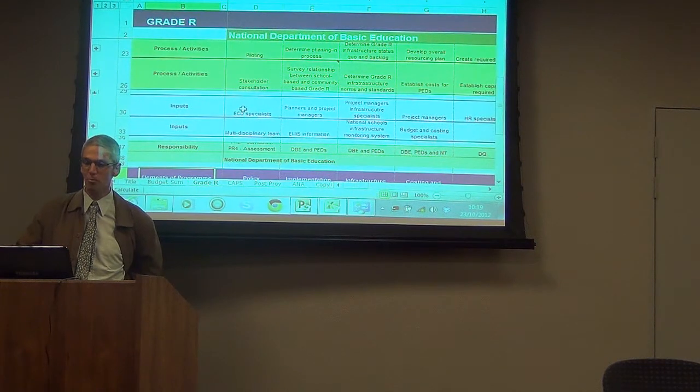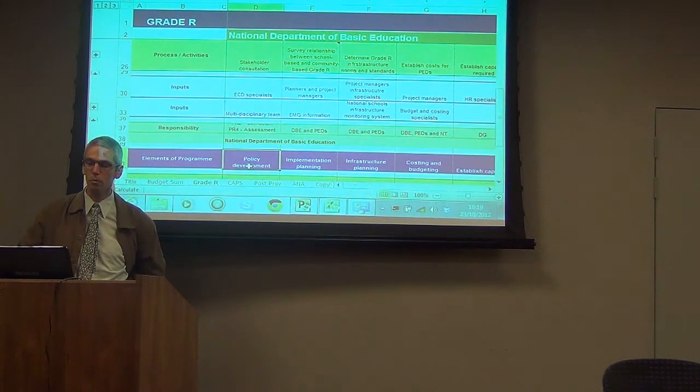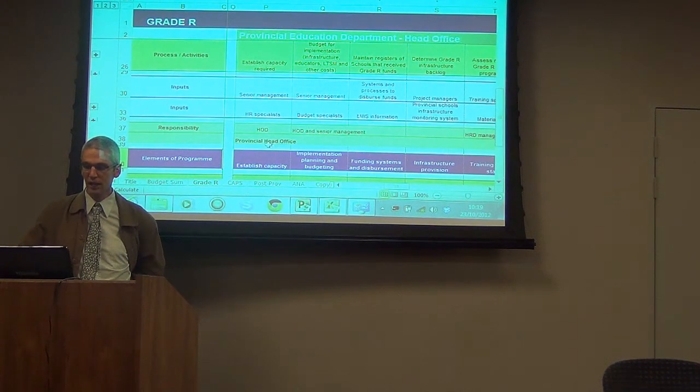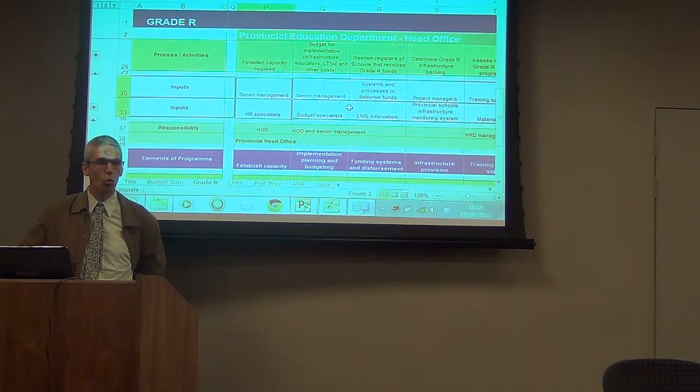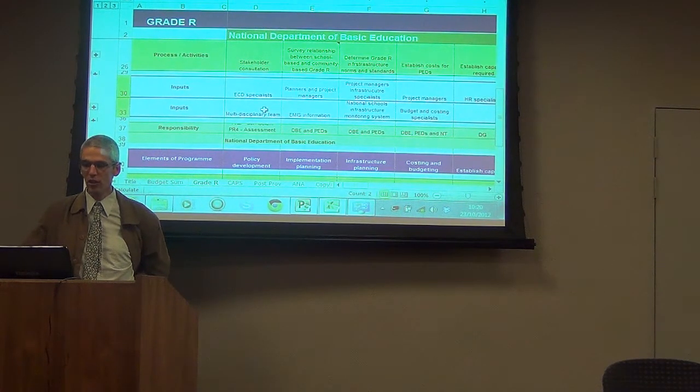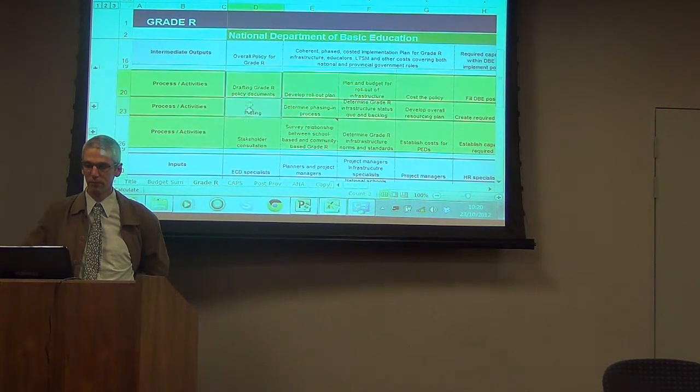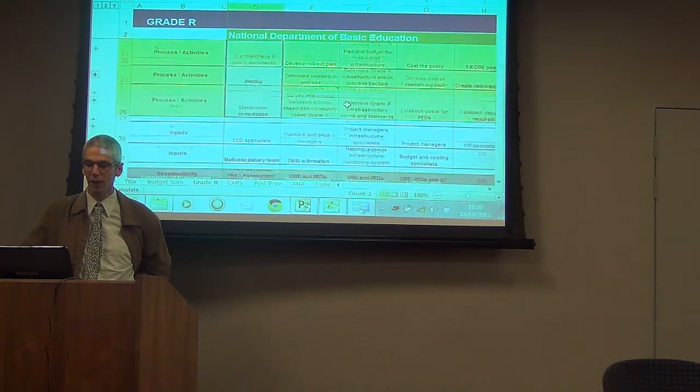You then look at inputs. What do you require to do policy development? If you take something along here, establish capacity, what are the inputs in that process? You need HR specialists that tell you, yeah, you need a director's post for this purpose. And then senior management needs to make the appointment. That's why they're there. They're an input into the process. Okay, so then you have your processes. This is for policy development.